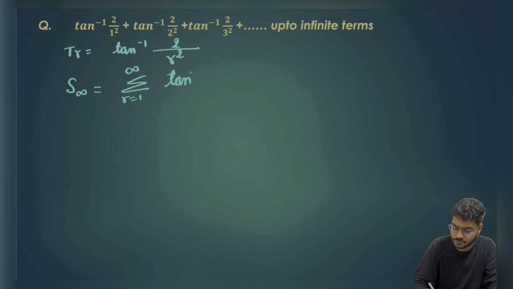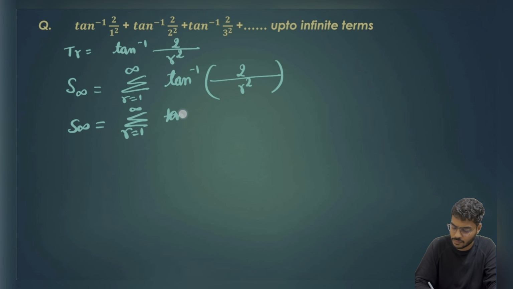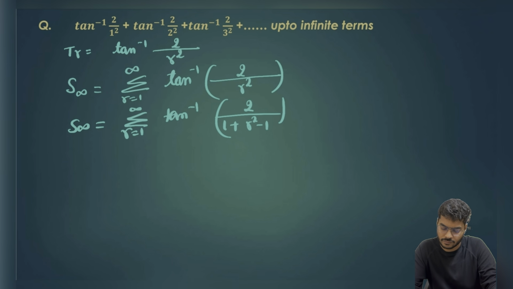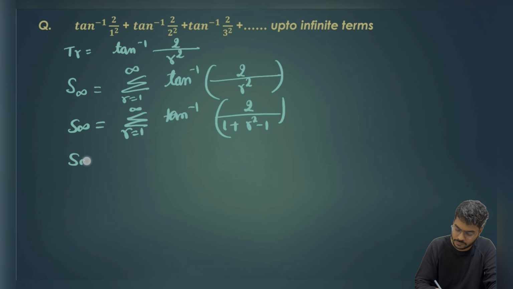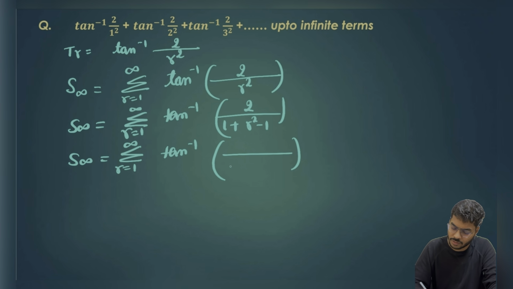Tan inverse 2 upon R square is given, right? So how to create R square as 1 plus ab, right? Can I write R square as R square minus 1, add 1? So that the denominator will balance. Can I write the numerator as? What are the factors of R square minus 1? R plus 1, R minus 1. So the numerator is also R plus 1 minus R minus 1.